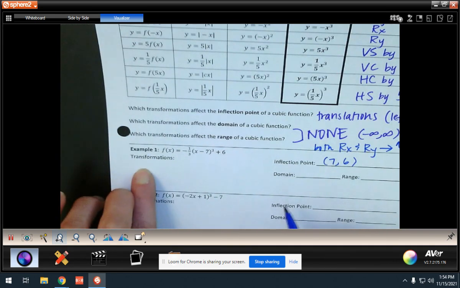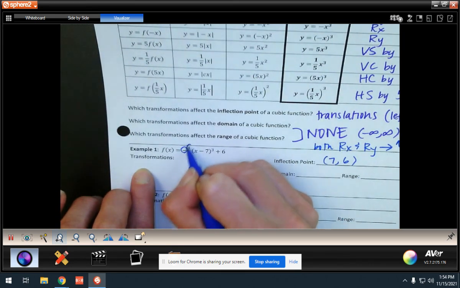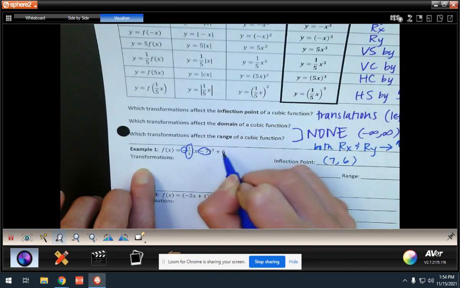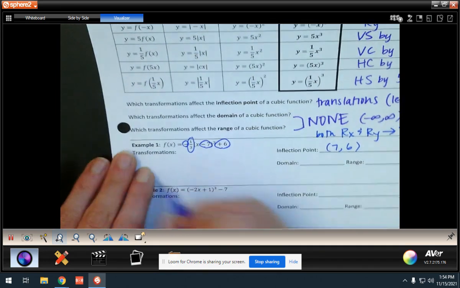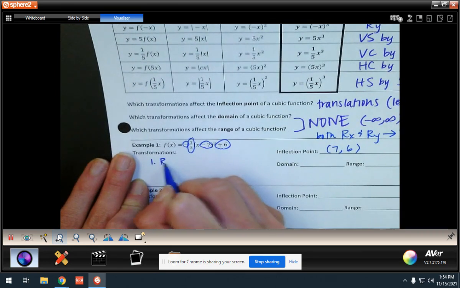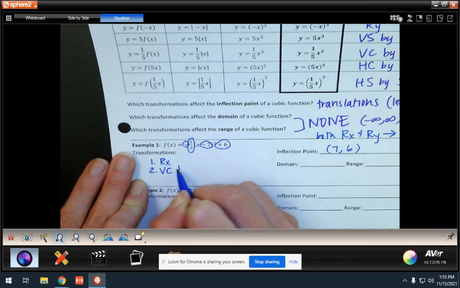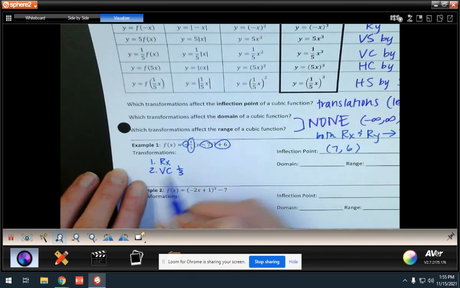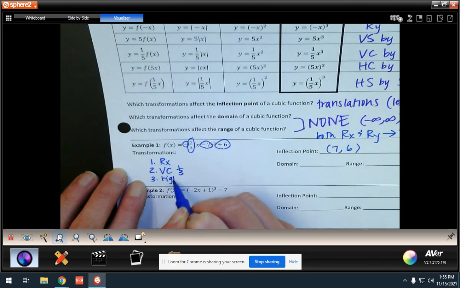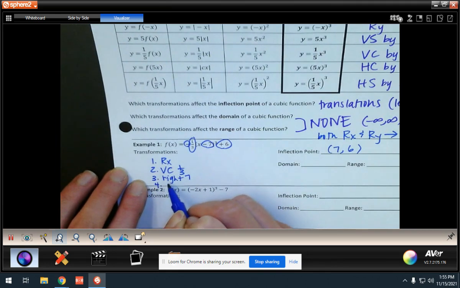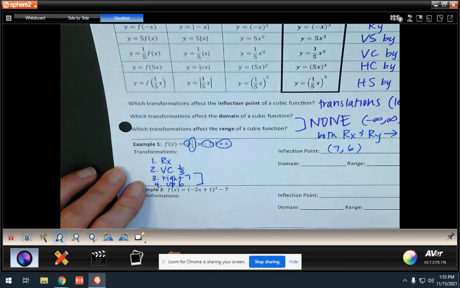They're also asking to list the transformations. There are 1, 2, 3, 4 transformations here. The first one is Rx. Second one is vertical compression by 1/3. The third one is right 7. And the fourth one is up 6. These are the only ones we care about.